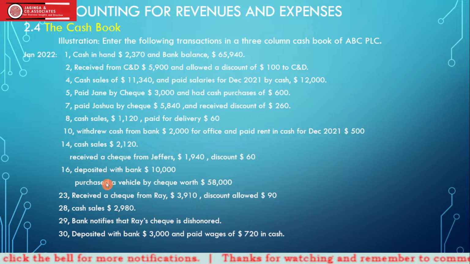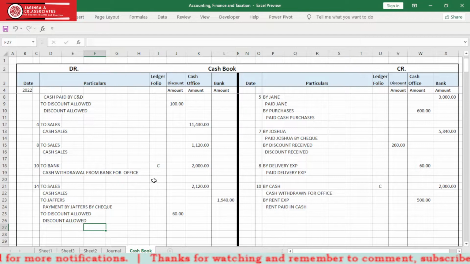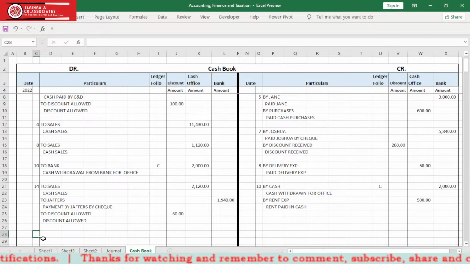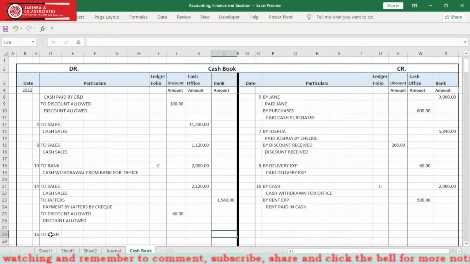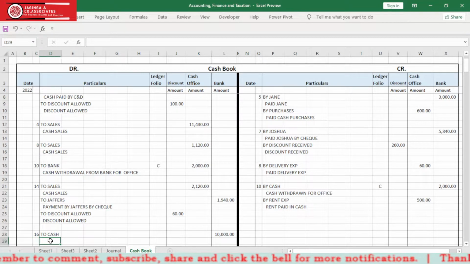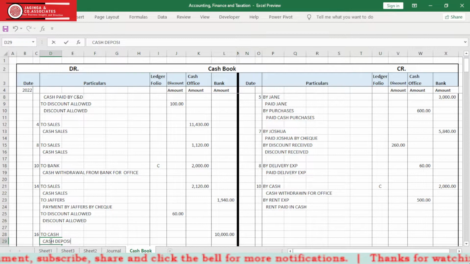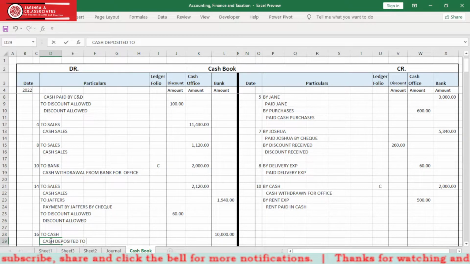So on 16 deposited with bank 10,000 shillings. So taken from cash office and deposited to bank. So here we'll write here 16th, and then we write here to cash. Then here the amount was 10,000, deposited to bank. Cash deposited to bank.